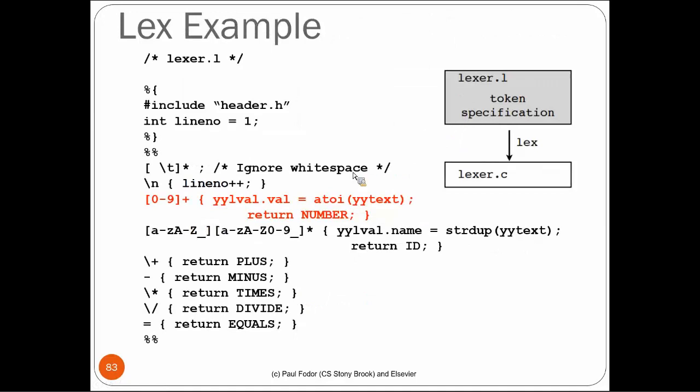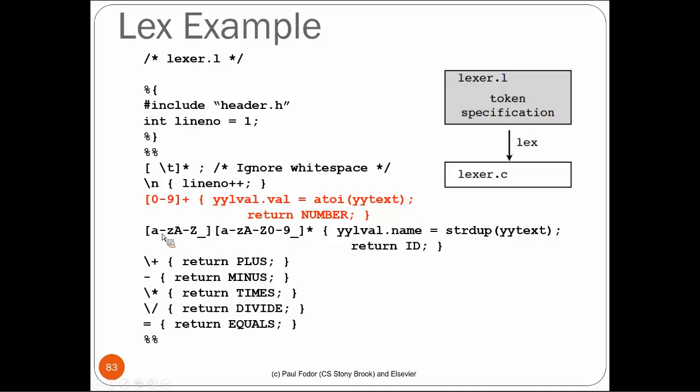And here is an example of Lex. The input is what you see here as tokens. Any white space is ignored, and any new line will increment the line number. The regular expression for numbers is this one: at least one digit, with digits from 0 to 9. In that case, the token that we return is NUMBER, and the value of that token is the integer, atoi of the specific text that was identified by this regular expression.